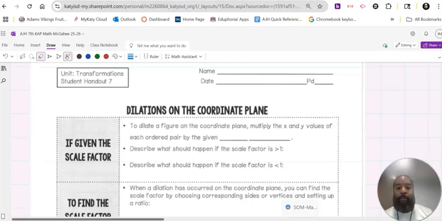Hey everyone. We're going to go over the notes for dilations on a coordinate plane. All right, so let's go ahead and get started. If given a scale factor, and we talked about this before, we are going to multiply. So go ahead and make a note here to multiply.